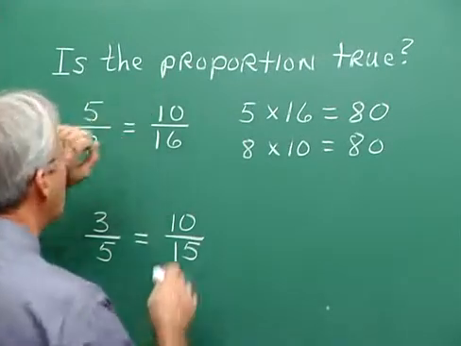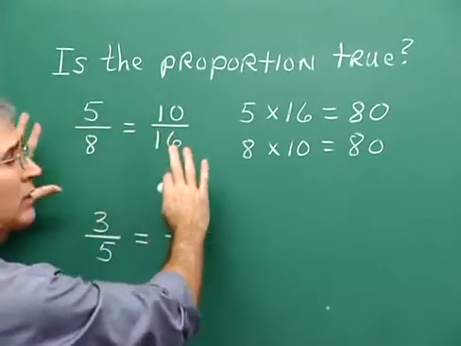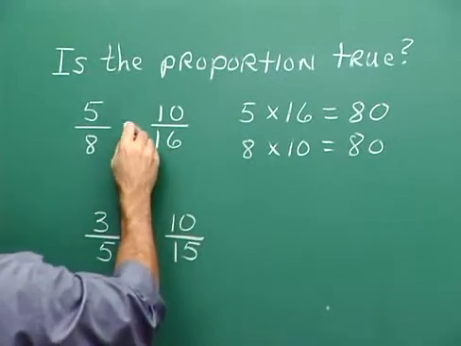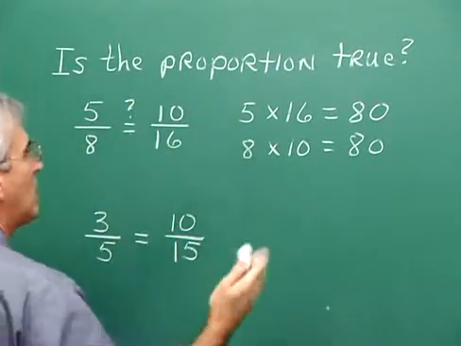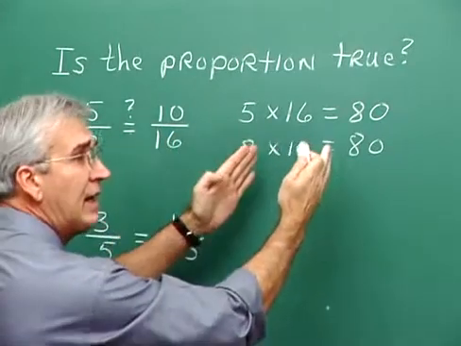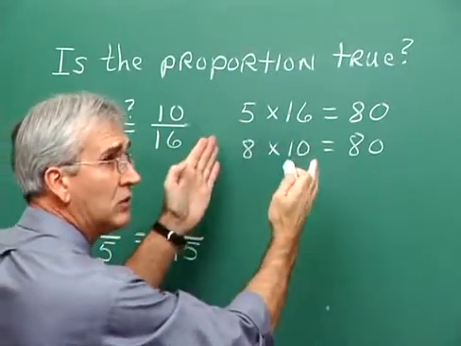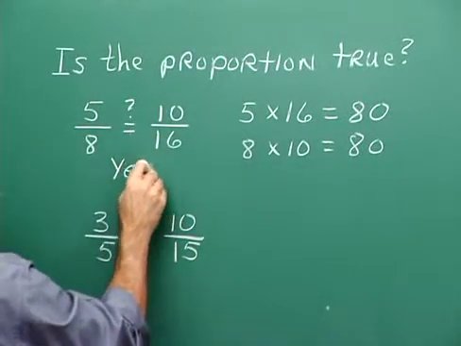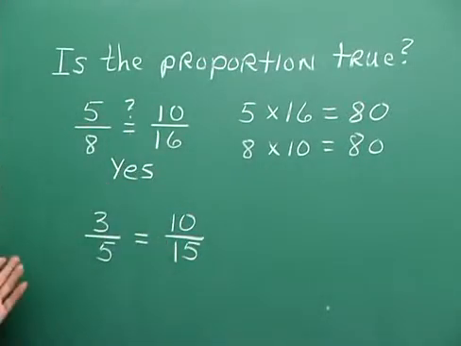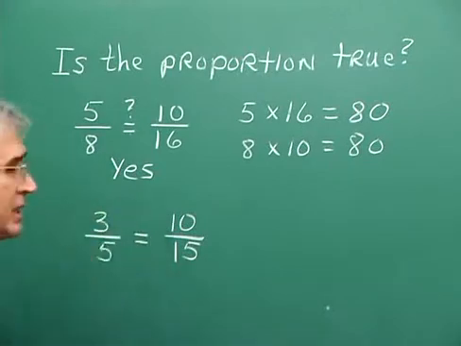Now when we're trying to decide whether or not a proportion is true, the equality is really questionable. We're questioning whether or not it's true. We decide that it is true because of this cross multiplication equality idea, and then we can say yes, the proportion is true. All right, for this one, what about 3/5 and 10/15?